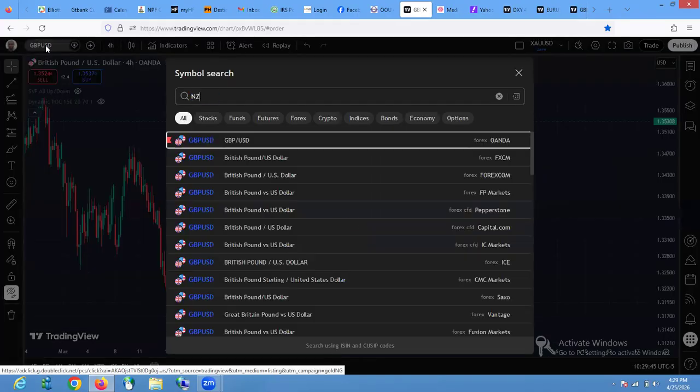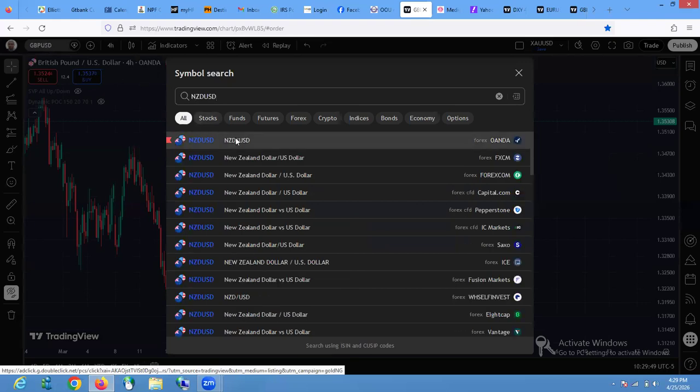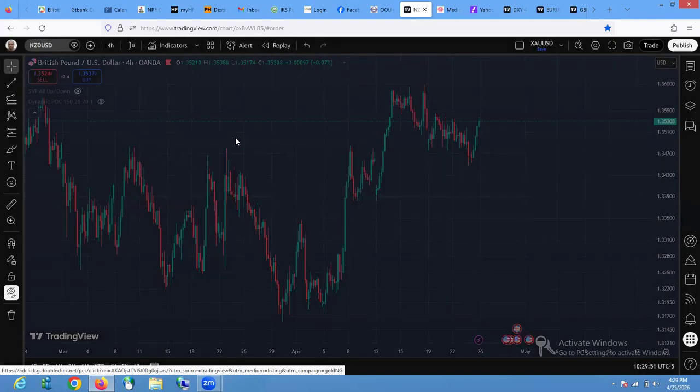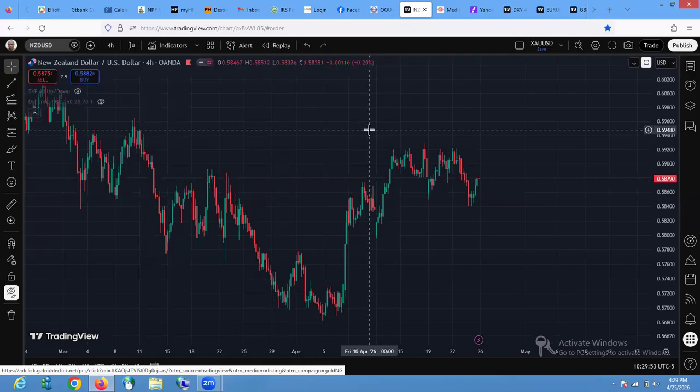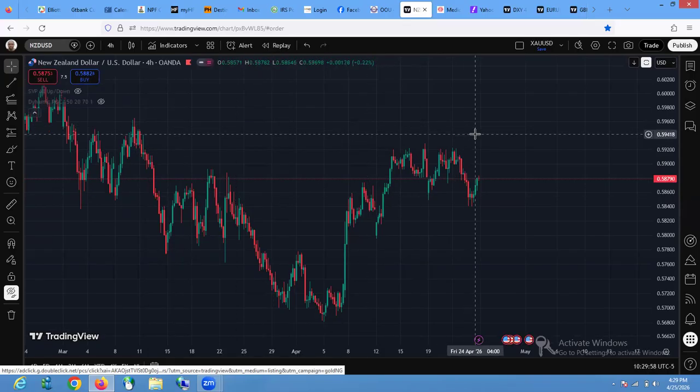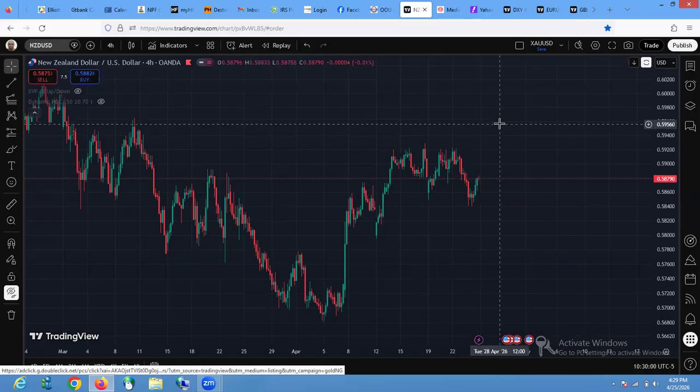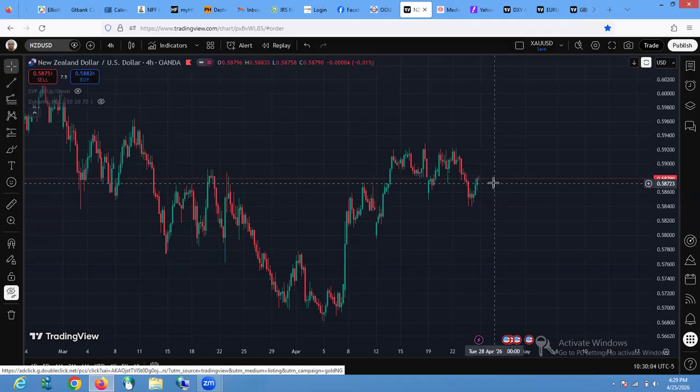NZD USD. In NZD USD, this may break the top. It may break the top. If you are holding the sell, you have to be very careful holding the sell here. This may break the top.